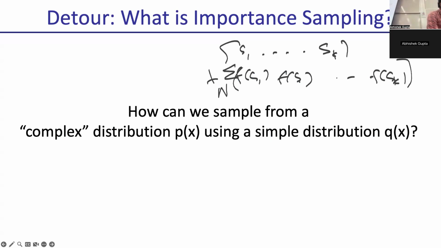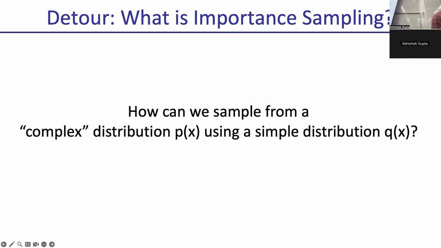But now I've changed the data structure. I'm not going to have just a list of particles. I'm going to have a list S1 to Sk, and I'm going to have weights W1 to Wk. And so I want to make sure the same logic holds. I want to make sure I can still compute averages with the weights.